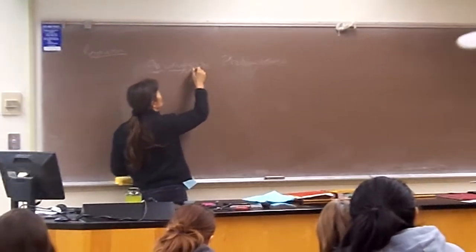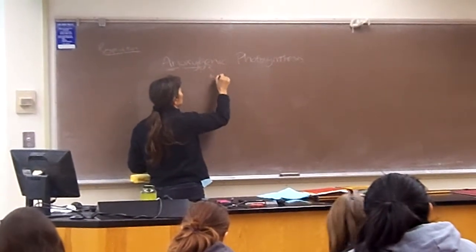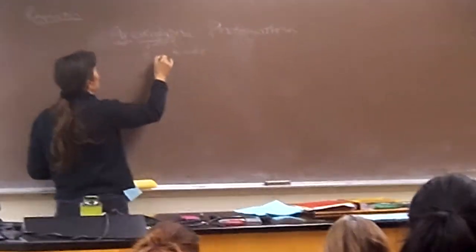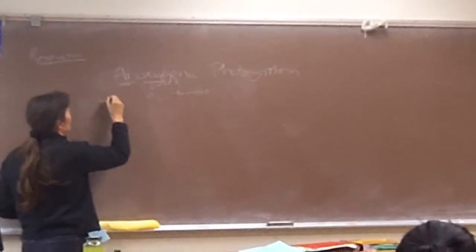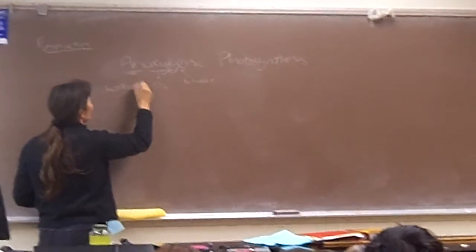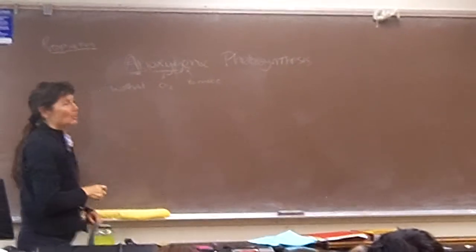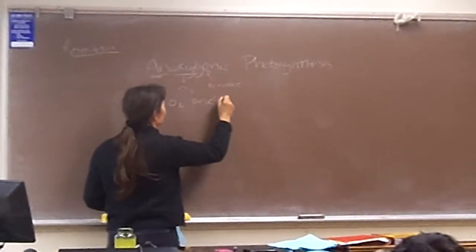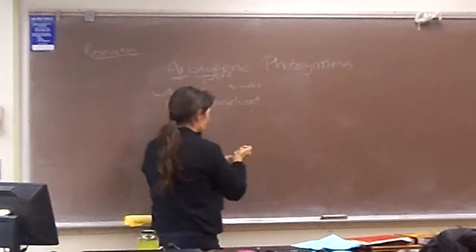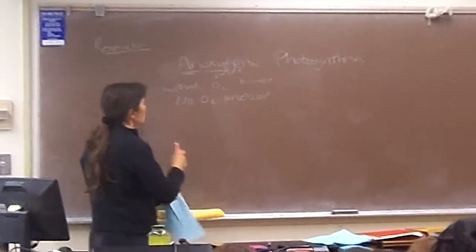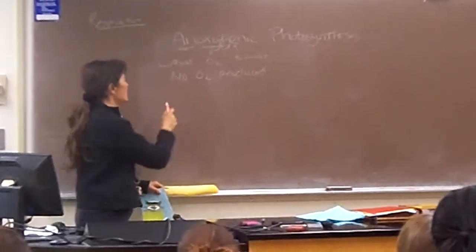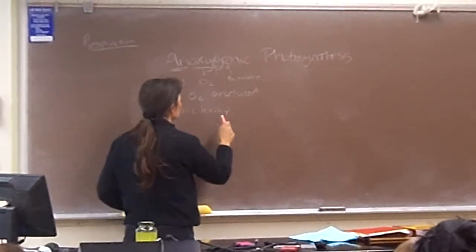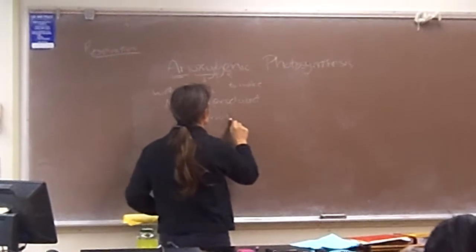anoxygenic photosynthesis. So genic means to make. This means molecular oxygen, and an means without. So this process is not going to make molecular oxygen, so no O2 produced. And again, this was the first type of photosynthesis that evolved, using a more primitive type of photosynthetic pigment called bacterial chlorophyll.